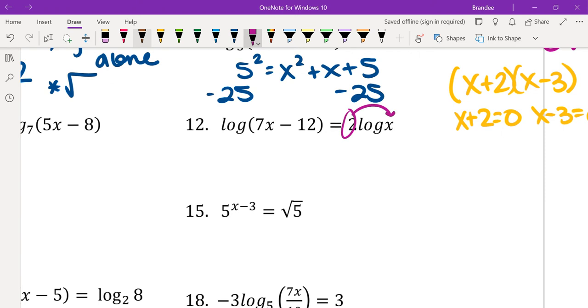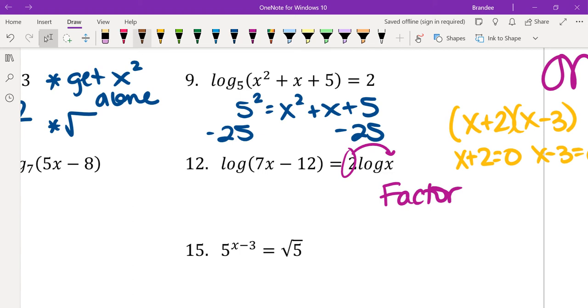And then here you are going to also have to factor in number 12. So you're going to want to get it so it's x squared plus bx plus c. And it doesn't matter what side the 0 is on. It won't matter at all. And in fact, I would make it on number 12 so the 0 is on the left side. And then you'll factor just like you did in number 9.